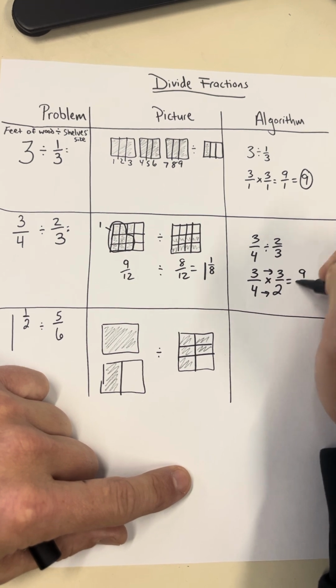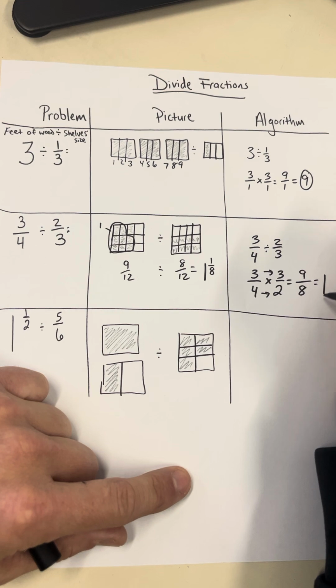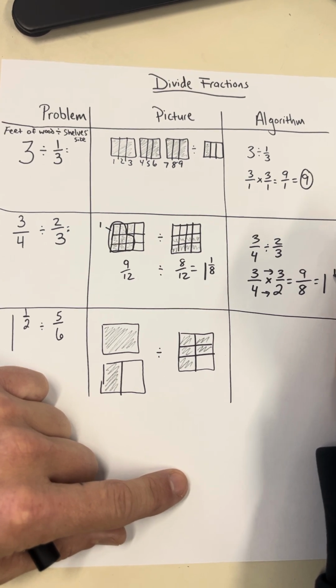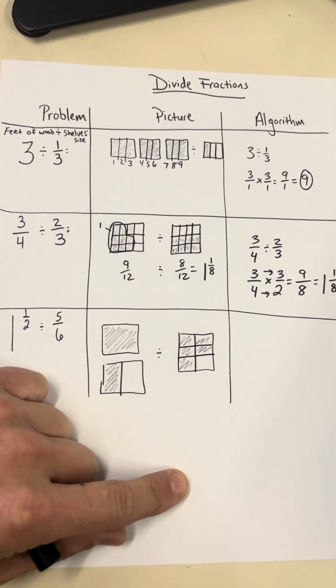3 times 3 is 9, 4 times 2 is 8. That's over a whole, which means over 1 shelf. 8/8 is a whole, which means I end up with 1 and 1/8.